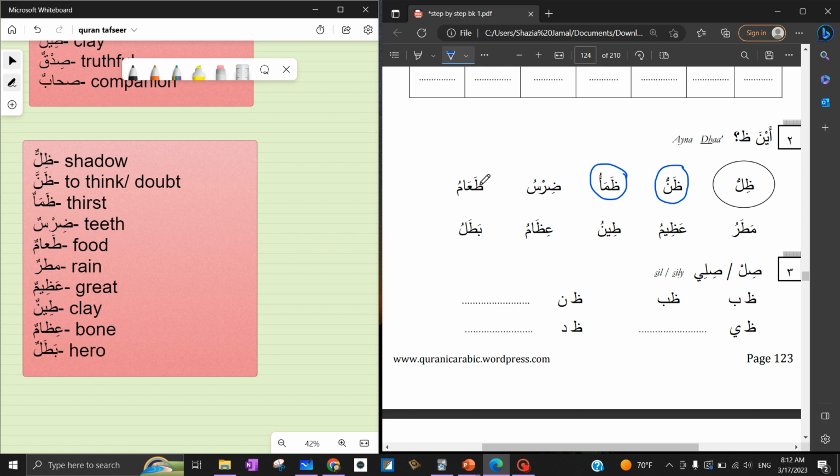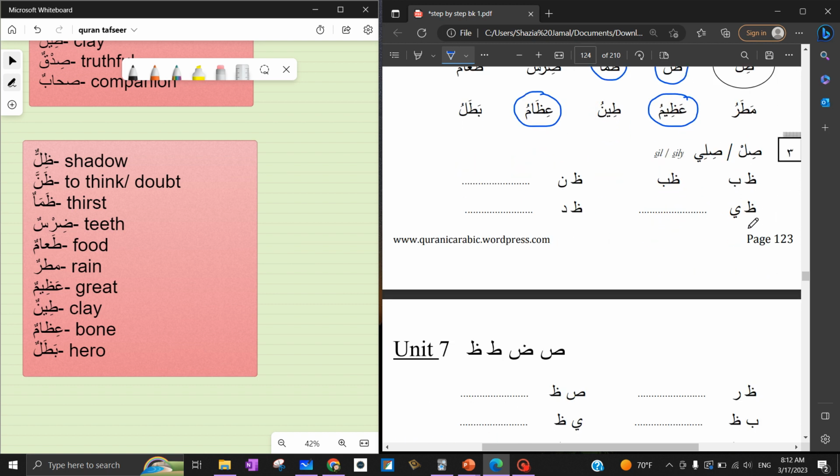طعام. This is ta without dot. So there is no wa here. مطر, no wa. عظيم means great. There is a wa here. طين, no wa here. It's a ta. عظام is bones, and عظام, the wa is in the middle. Battle, hero, there is no wa. It's a heavy ta.